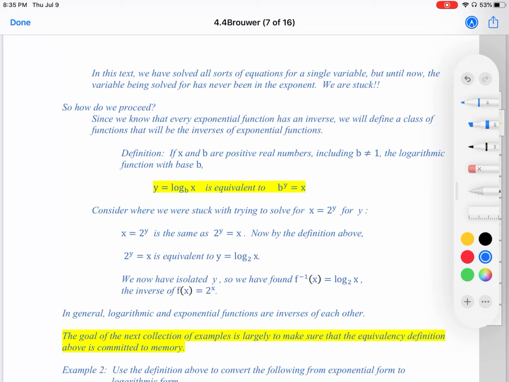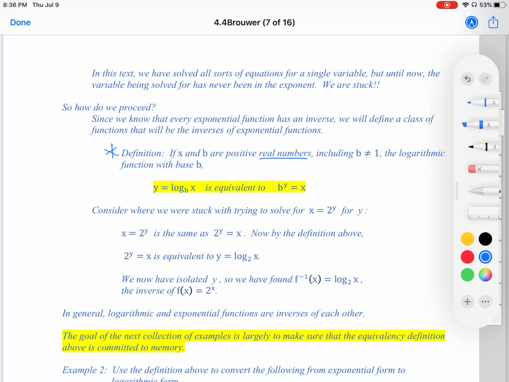Since we know that every exponential function has an inverse, we will define a class of functions that will be the inverses of exponential functions. Definition. If x and b are positive real numbers, and b does not equal 1, the logarithmic function with base b, y equals log base b of x, is equivalent to b raised to the y power equals x.